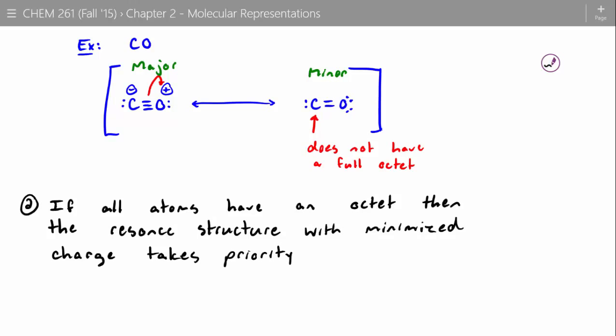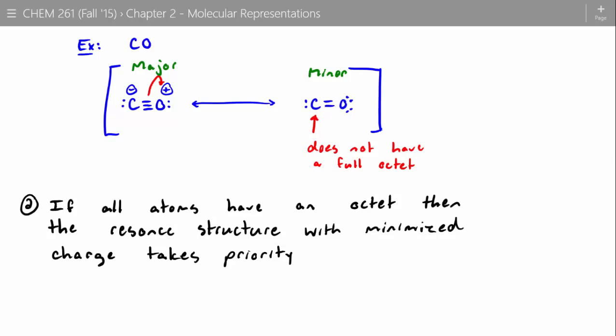We saw that on the problem of the day when I asked you guys which one's going to be the major contributor. It was one where it was neutral. If there's an option where you have full octets on everything and there's a neutral version of one of the resonance structures, that's going to take priority. That's going to be your major contributor.